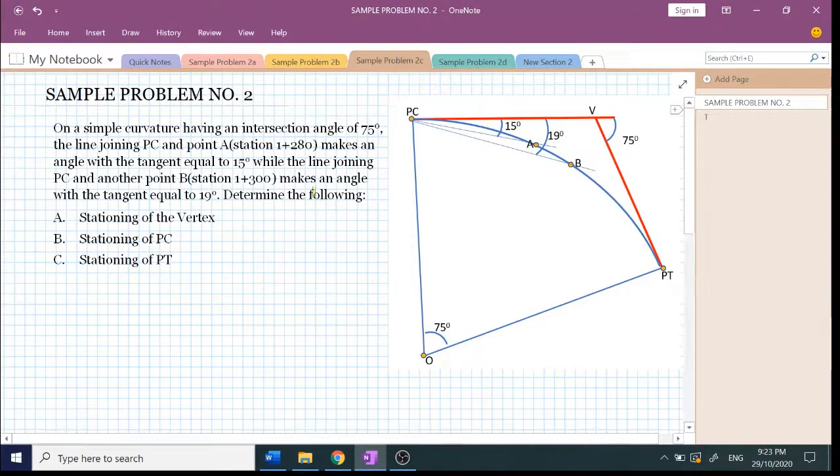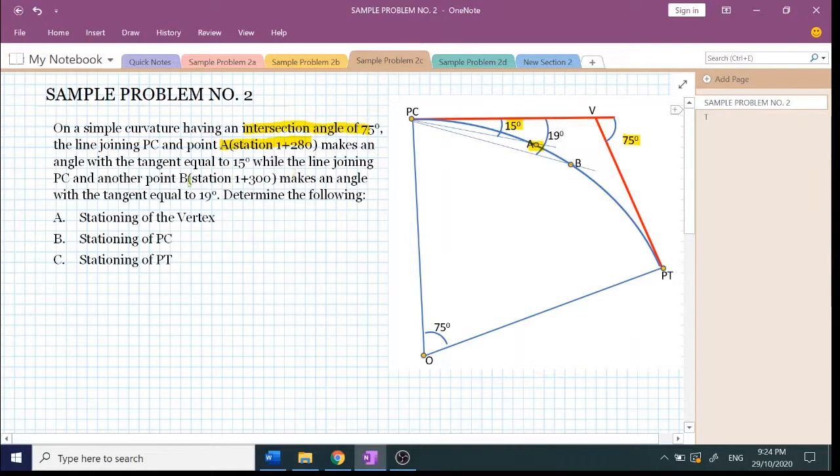Okay, itong elements na ito, intersection angle of 75 degrees, tumutukoy yan dito sa forward tangent is making with respect to the back tangent. Ito yon, 75. Okay, there is a point A on the curvature. Station is 1 plus 280. Ito yon, yung tinutukoy ng problem. And this line, the line that joins PC to the point A, is 15 degrees. Ito naman yung 15 degrees na tinutukoy.